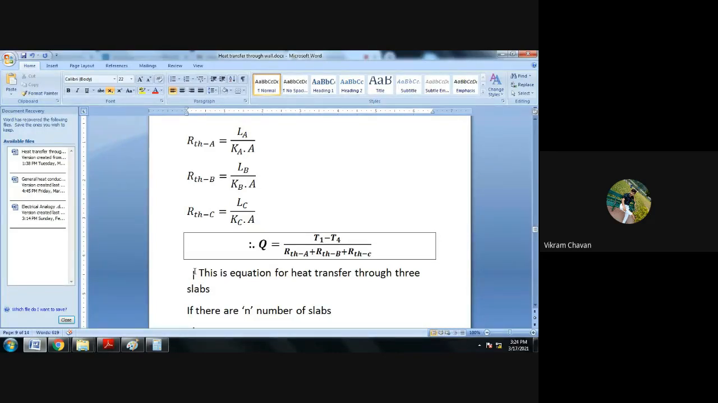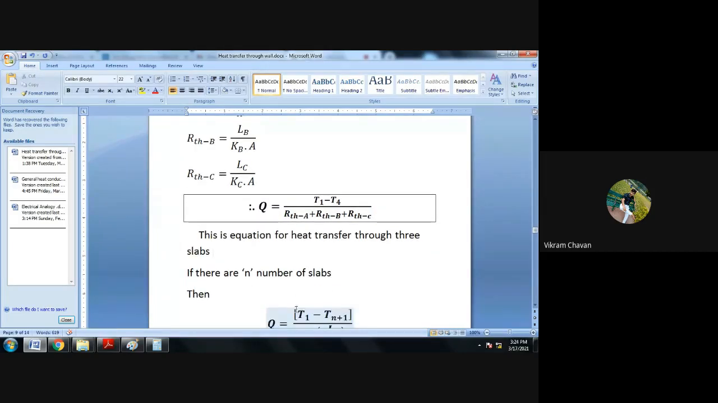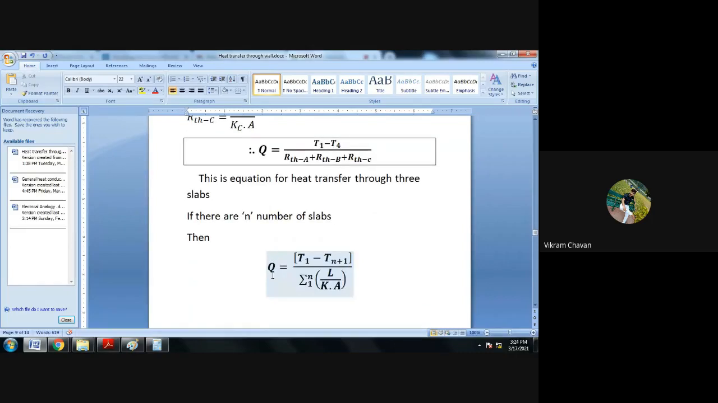So how can we generalize this equation? Sometimes there will be 4 slabs, sometimes 5 slabs, sometimes 2 slabs. So how should we generalize this particular equation? In that case, we have to consider that there are n number of slabs.